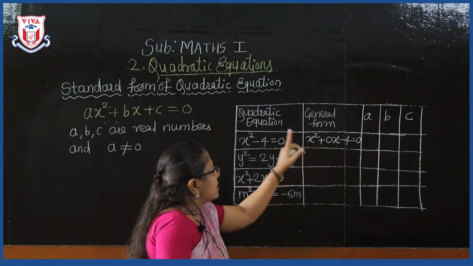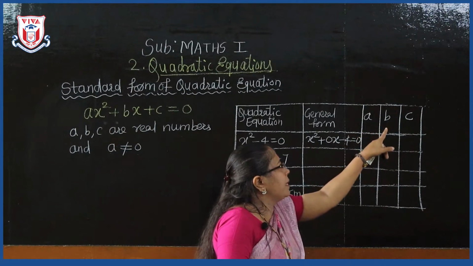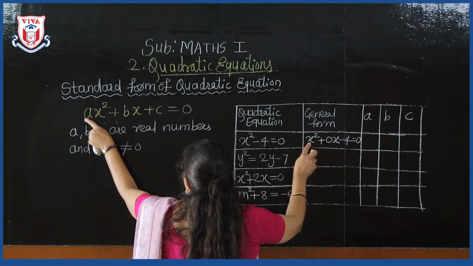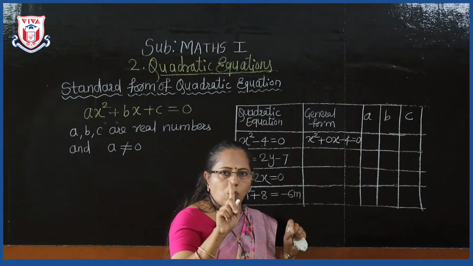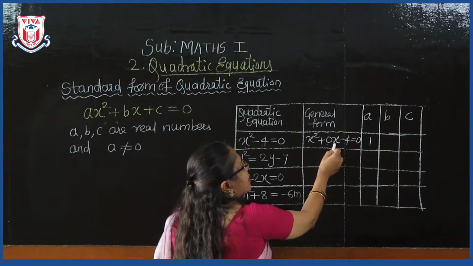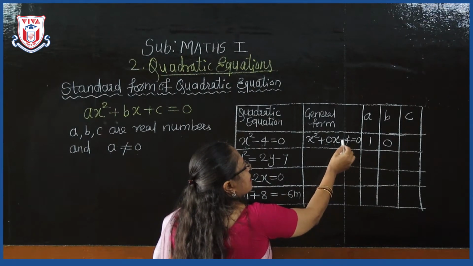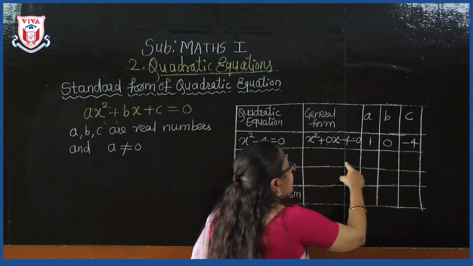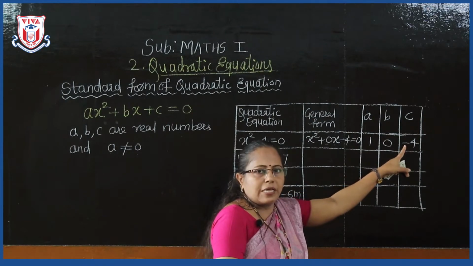Now we have to compare this equation with this form and we have to write values of a, b and c. First term is ax square and here x square. So the value of a is 1. bx is equal to 0x, so value of b is equal to 0. And c is equal to minus 4. Students, remember, whenever there is a negative coefficient, you have to write that coefficient with the negative sign.